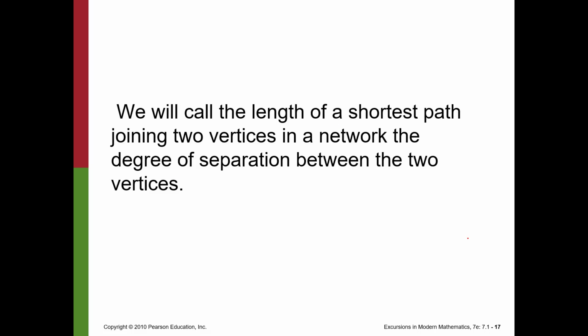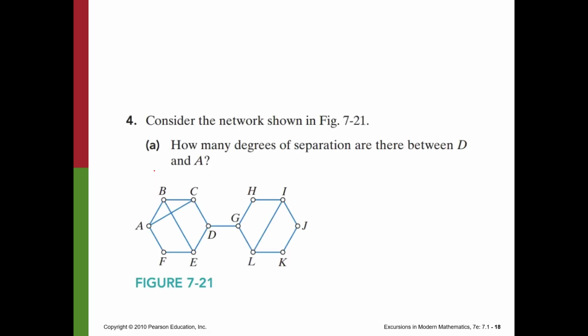We will call the length of the shortest path joining 2 vertices in a network the degree of separation between the 2 vertices. So the degree is the length of the shortest path. So consider the network shown in figure 7.2.1. How many degrees of separation are there between D and A?